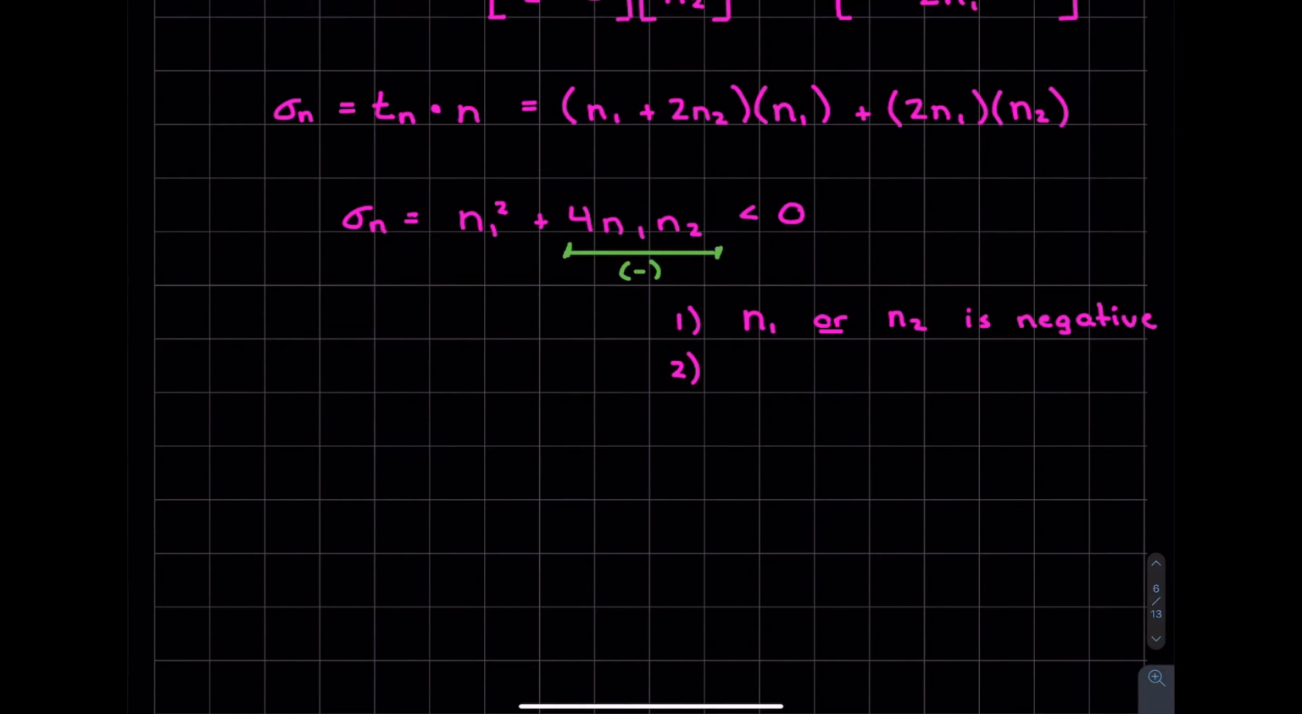The second one is that, of course, the absolute value of 4 n1 n2 has to be greater than n1 squared. That's the second key component, because even if it's negative, if n1 squared is still larger than it, it'll still be a positive answer. So these are my two major things, and all you would have to do is try and substitute values into here to figure it out.